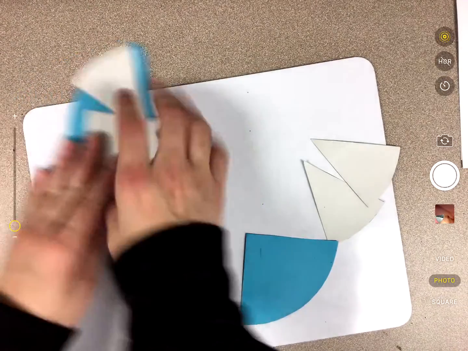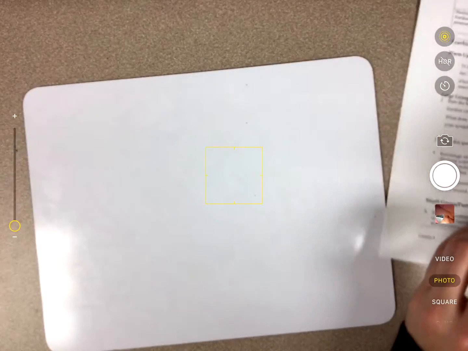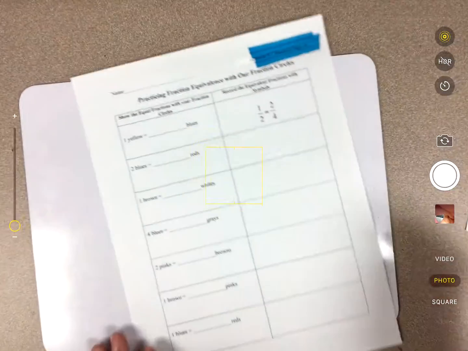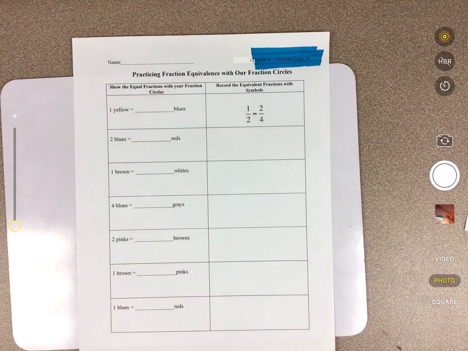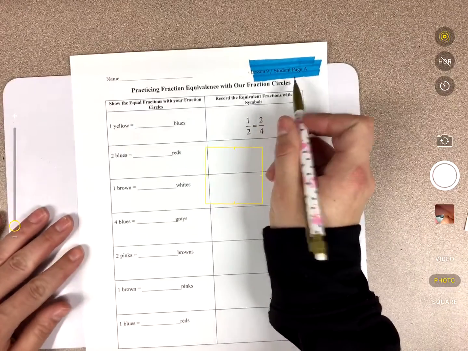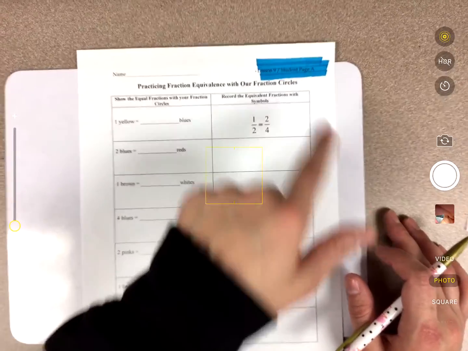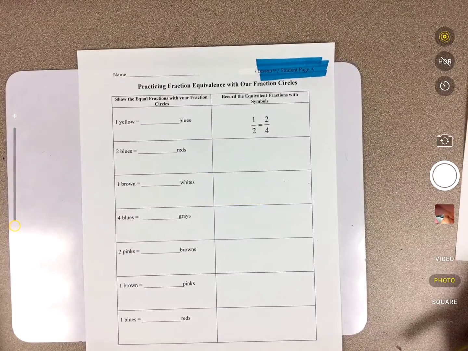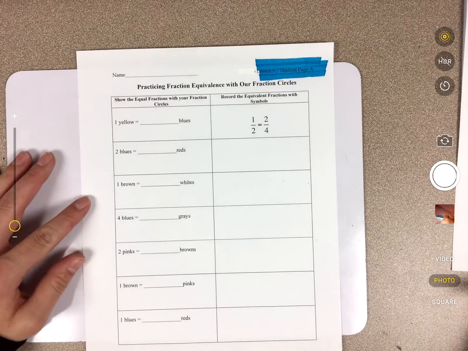Good job. And then, like I said on my to-do video, you will need to find this page. It's lesson 9, student page A. So then, when you go to lesson 9, student page A, you are going to practice fraction equivalence with our fraction circles. And remember, what does it mean for fractions to be equivalent? It means that they're the same.